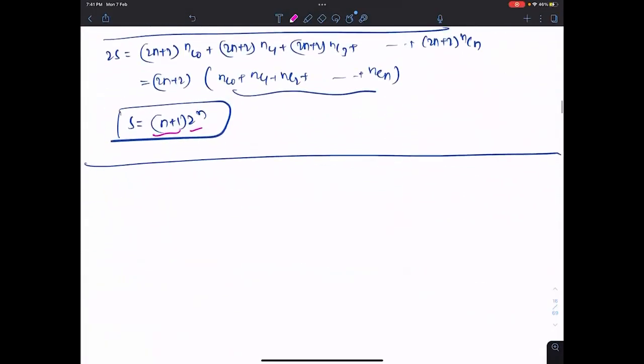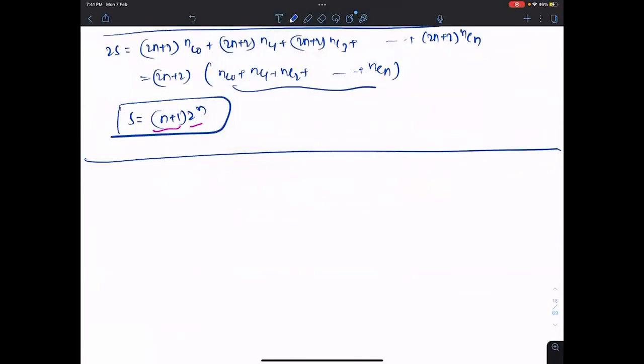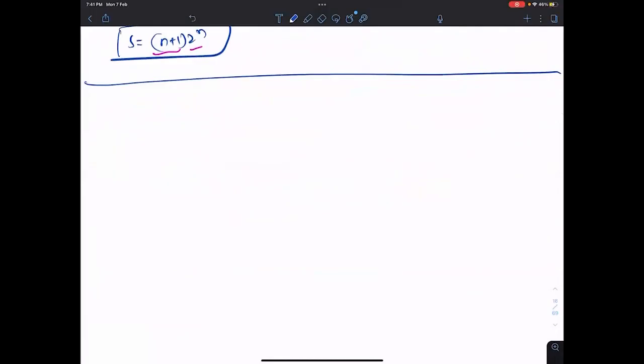Next, there is another standard series. I will start with an example: 10C0 into 20C10 plus 10C1 into 20C9 plus 10C2 into 20C8, and so on till 10C10 into 20C0. What do you observe here? The observation is that the top sum is always 30, and the bottom sum is always 10.